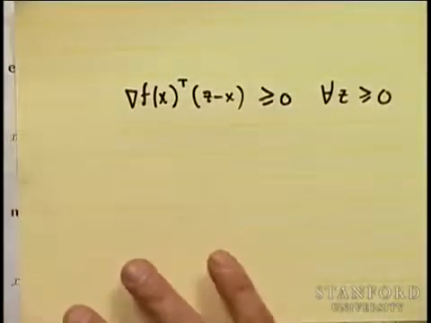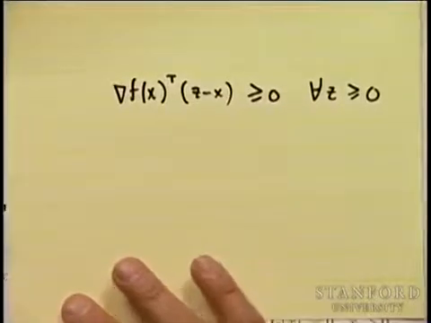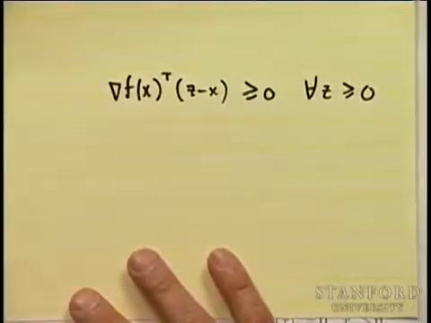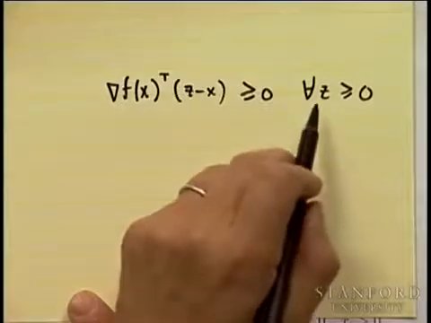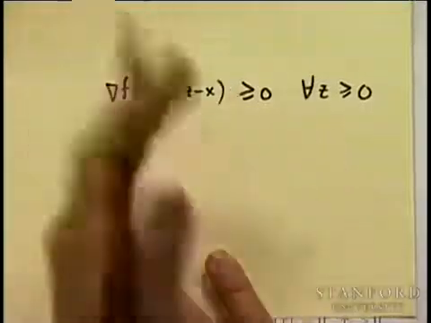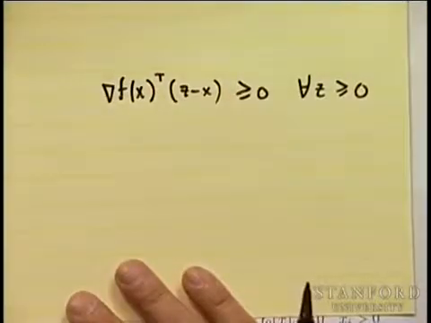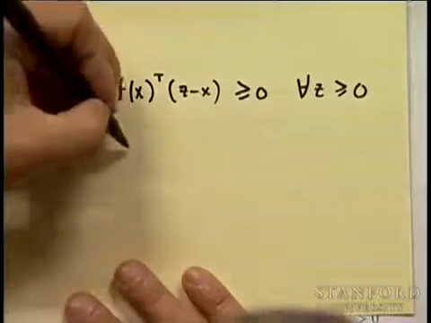Let's simplify this now. Let's take a good look at this. This has to be non-negative for any non-negative z here. So let's see what happens. Well, first of all, I can plug in a bunch of things. I can plug in z equals 0, and I get the following.